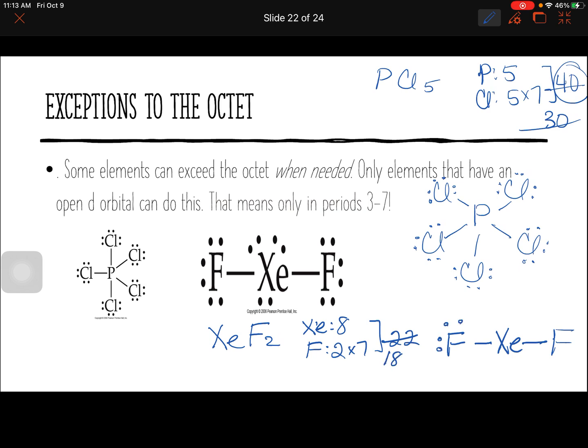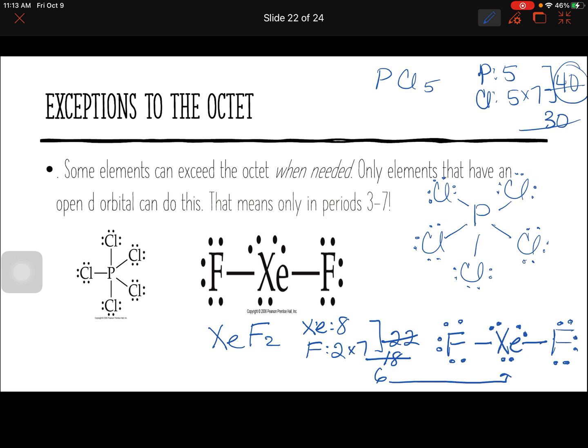I do the octet for my perimeter. Fluorine can only have an octet, nothing more, nothing less. So 6 electrons drawn on each of those fluorines is 12. That means I have 6 more electrons to go. Now, this xenon in the center already has 4 electrons. It's going to get 6 more. So instead of doing just 2 and 2, I'm going to do 3 sets of 2.